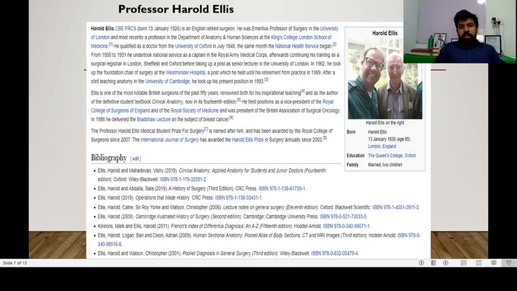For example, here I searched regarding the anatomy book we mostly use, Ellis Anatomy by Harold Ellis. I found the details regarding Harold Ellis. He is a professor and retired surgeon. He got his degree from University of London, and most qualifications are there. You can see here even his books that have been published, the bibliography. So you can find out what publications have been conducted by the person and how qualified he is. Those details should be considered while you are selecting documents for your article.